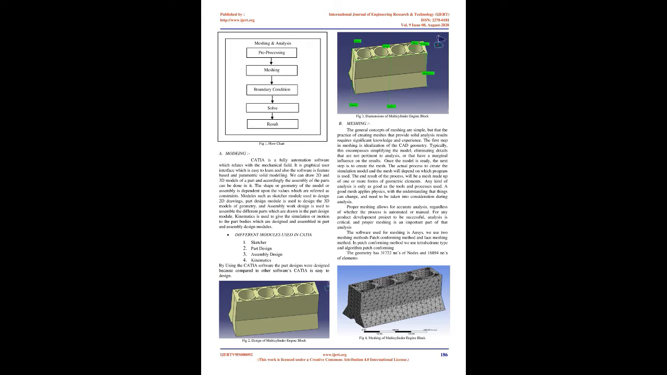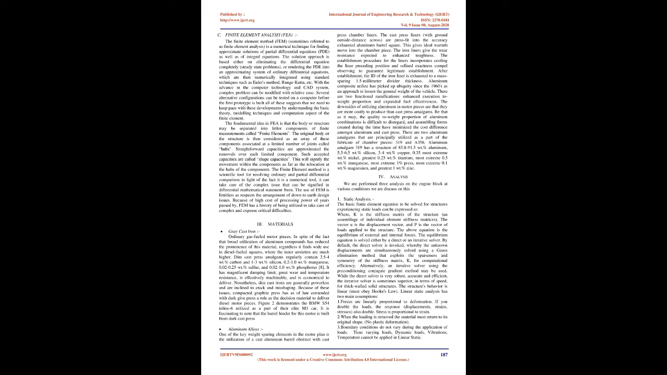The software used for meshing is ANSYS. We use two meshing methods: patch conforming method and face meshing method. In patch conforming method we use tetrahedral type and algorithm patch conforming. The geometry has 31,722 nodes and 16,894 elements. Next, finite element analysis, FEA.